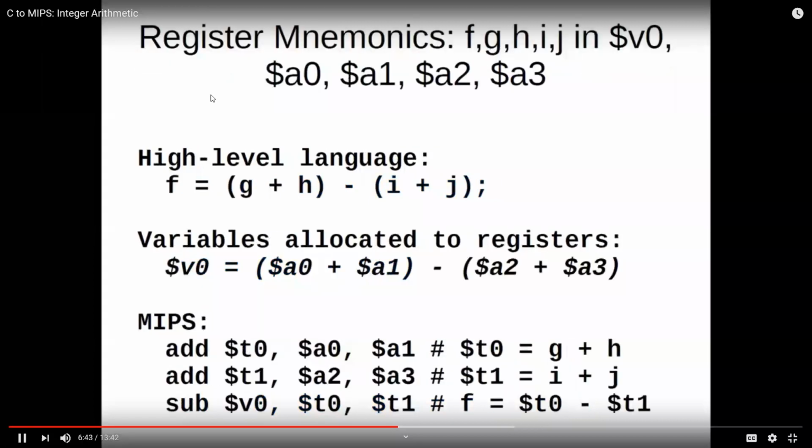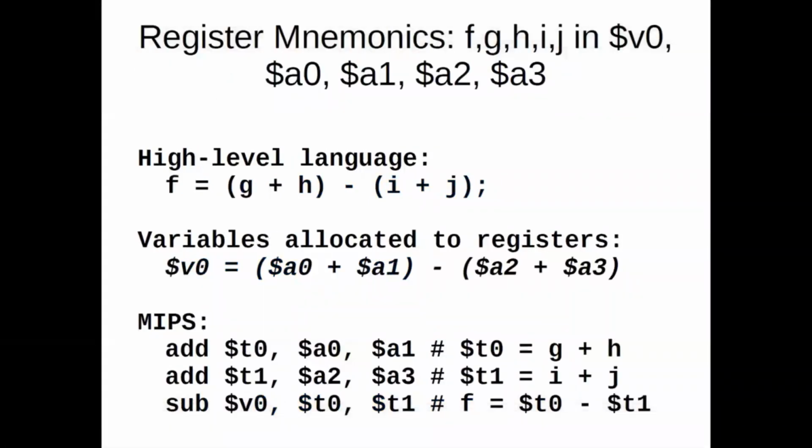We can also look at how this would be with the register mnemonics associated with those variables instead of the numbers. Here the registers allocated are $v0, which is used for return values from functions, and $a0, $a1, $a2, and $a3, which are arguments for procedures or functions. And those temporary registers that we allocated are in fact $t0 and $t1, which do stand for temporary.